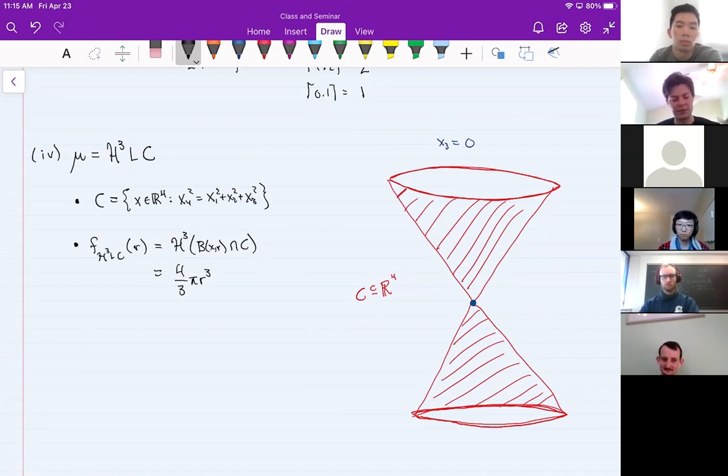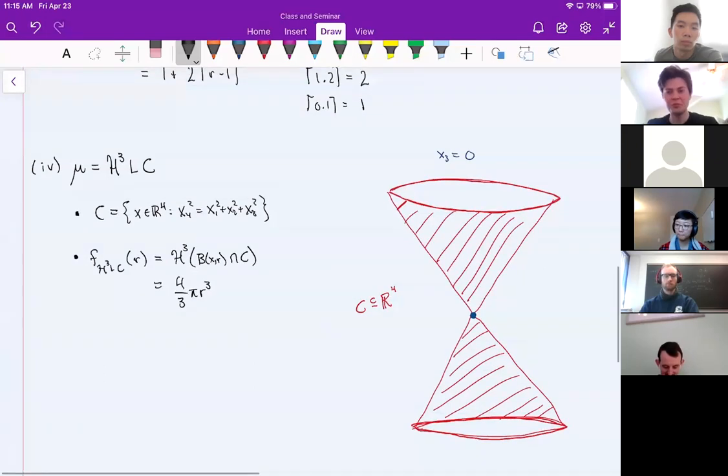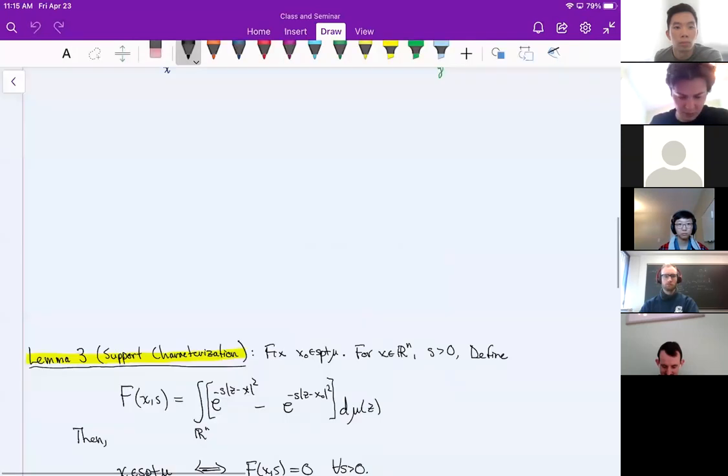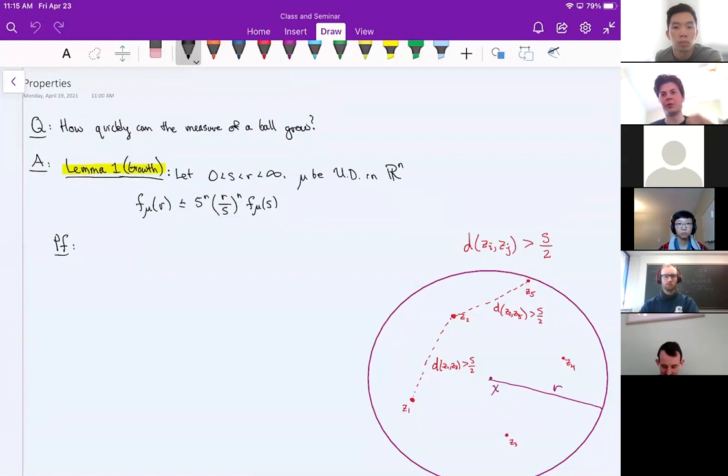Okay, so the point was just to give you some examples, some feeling of the sort of variety of measures that exist in this class. And so with that, we're going to move on to using this condition to prove some simple properties of these things. So one natural question that you can ask is how quickly can the measure of a ball, for one of these kinds of measures, grow?